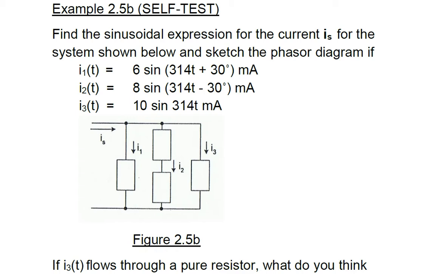In this video, we look at example 2.5b, which is found in your lecture notes. For this example, it reads: find the sinusoidal expression for the current IS, that means the total current coming into this circuit shown below, and sketch the phasor diagram if the branch currents are all given there.